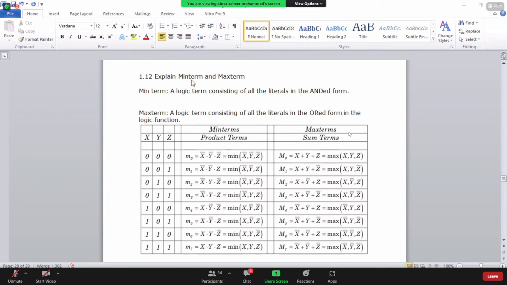So what will be the min terms for the four variables? Min term for four variables A, B, C, D. Suppose the binary number is 1011. What will be the min term for this?